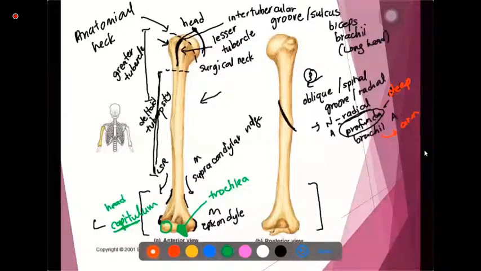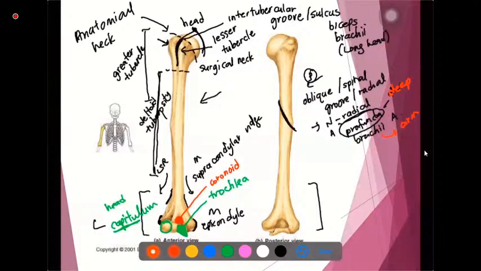All right. Now, if you're looking at the depressions, the fossae, you have this fossa here on the medial end. This here is known as the coronoid fossa. Why is it known as the coronoid fossa of the humerus? Because it will articulate with the coronoid process of the ulna when the arm is fully flexed.